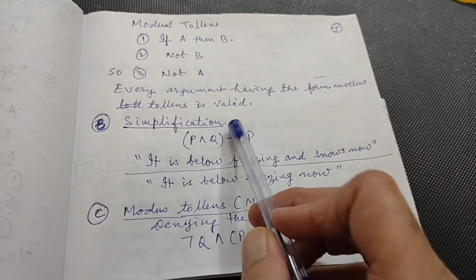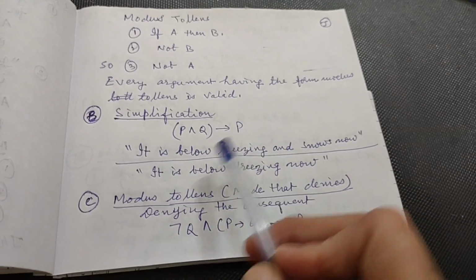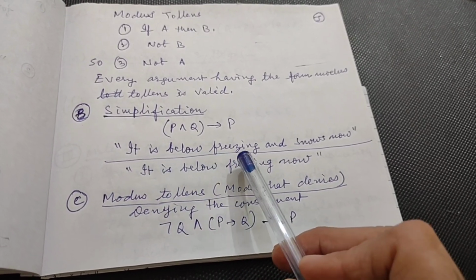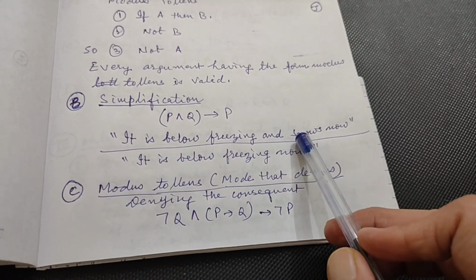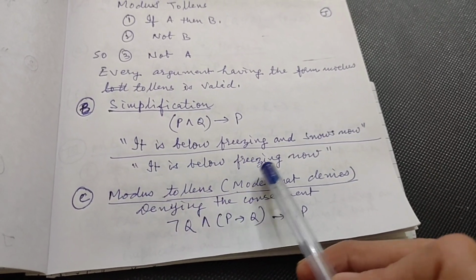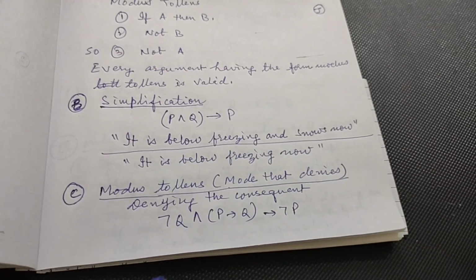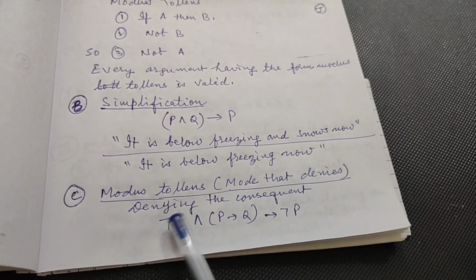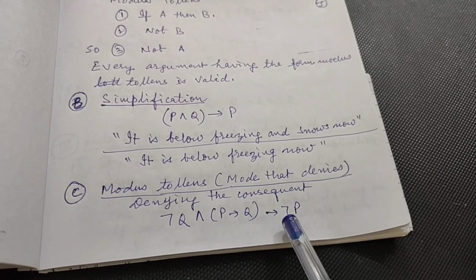This is simplification. P and Q implies Q. It is below freezing and snows now. Therefore, it is below freezing now. Modus tollens, the mode that denies. Denying the consequent can be represented in this manner.